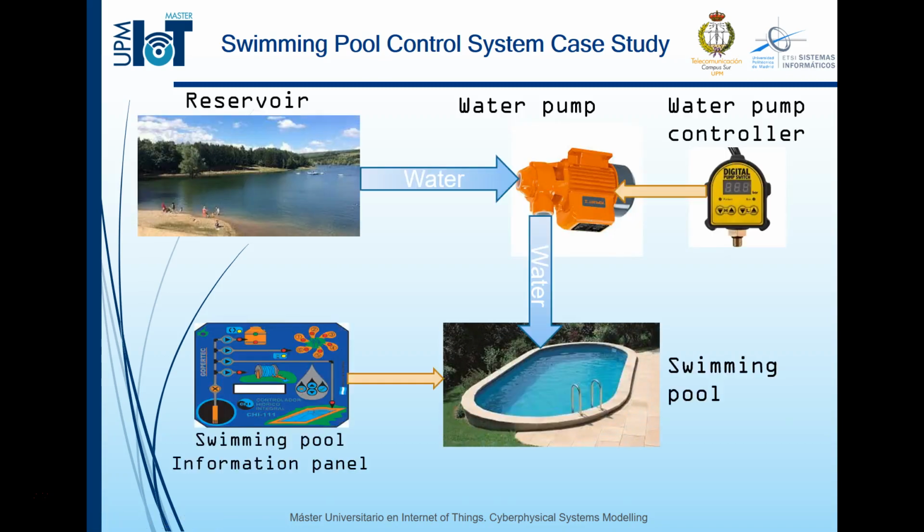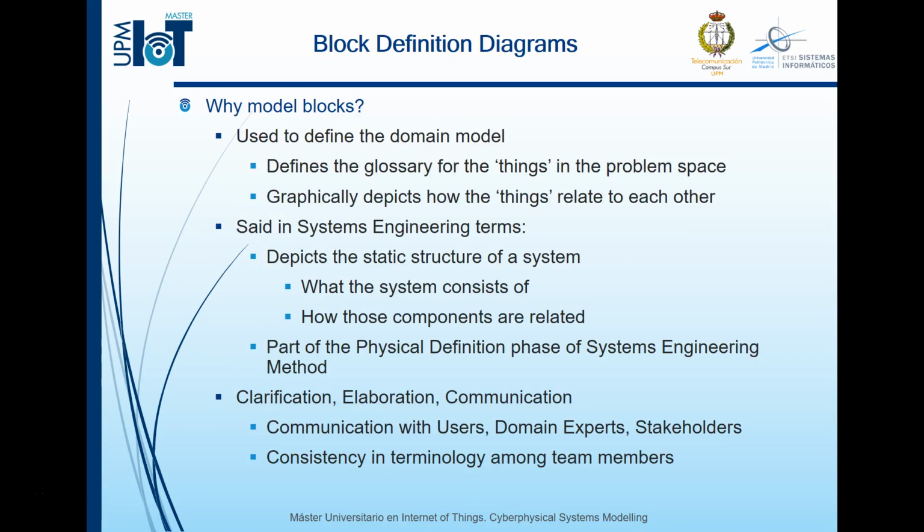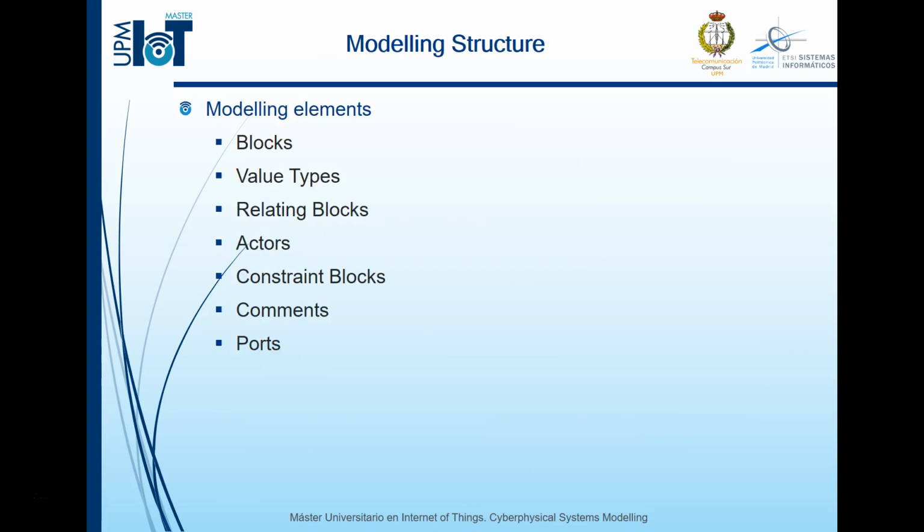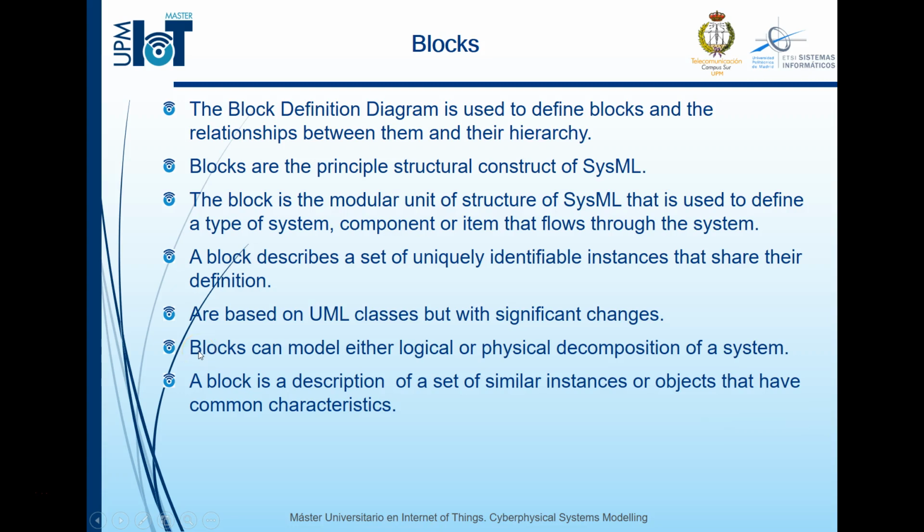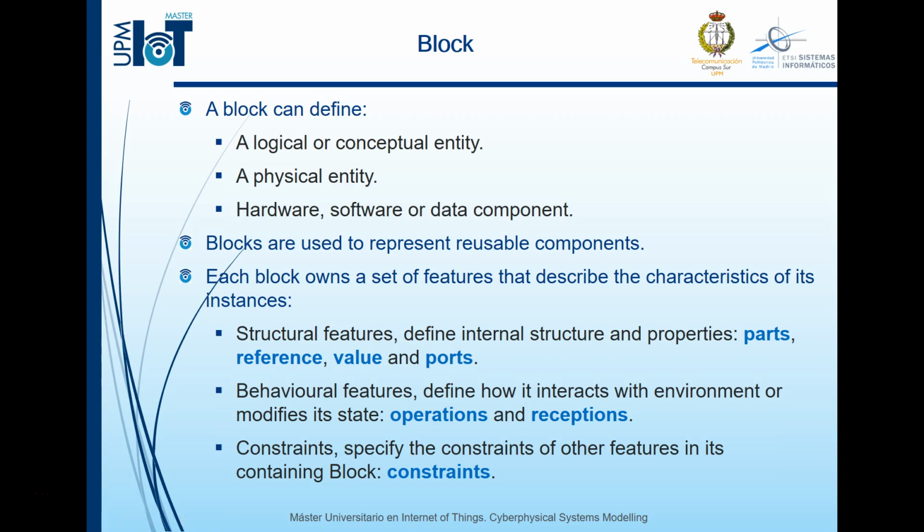This is our example. And when we talked last week about blocks, these are the things we are modeling. The elements were blocks, value types, some relationships, and of course you can include also some actors and some constraints and some comments. This is the part we're going to talk about today. And in addition, how to create this kind of internal block definition diagrams. Block definition is something we mentioned last week, so I don't like to spend more time here.